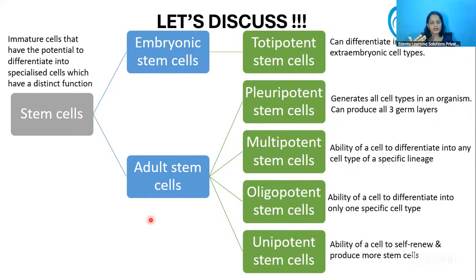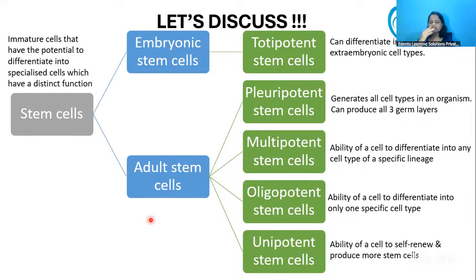It continuously divides, and after a specific period, a specific function is assigned to that cell, and then it will produce a particular group of cells. So the cells in the initial stages of development, like the zygote and the morula, are primitive, immature cells. Their main function is to continuously divide. Such types of cells are called stem cells.